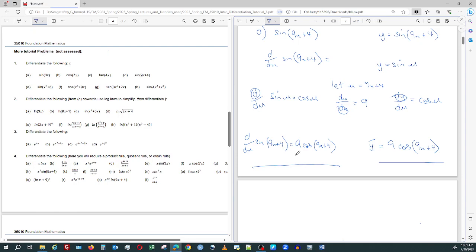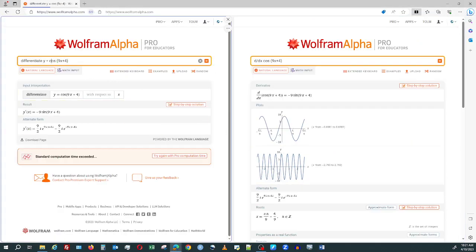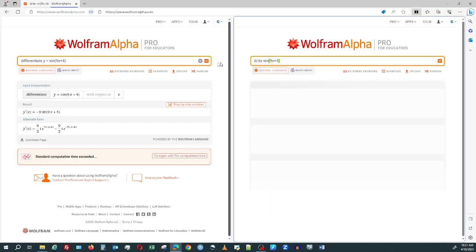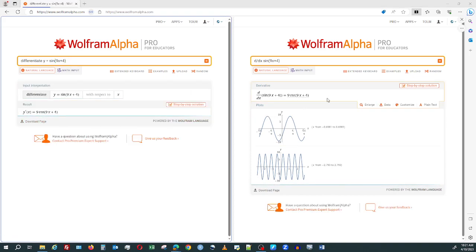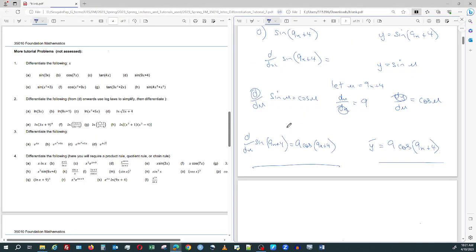That's because I did cos, not sine. So be careful. That's hilarious. Does it change it? It'll only take the minus away. So that's alright. It'll change the sine to a cos. Okay, so 9 cos 9x plus 4, 9 cos 9x plus 4. That's now matched with what we put in. 9 sine, so 9 cos.